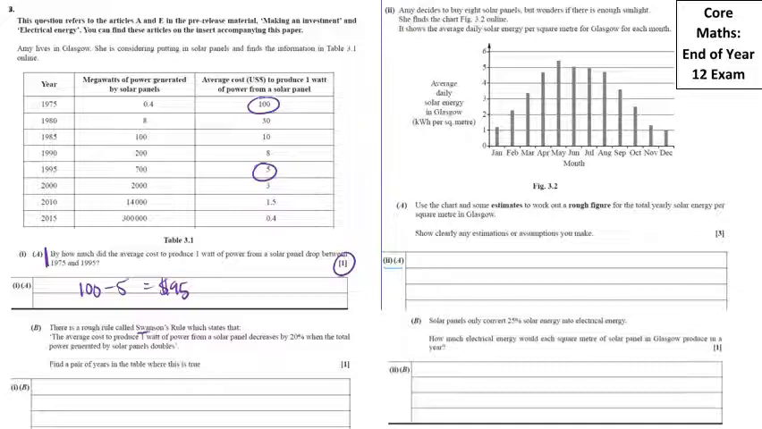They then talked about this rule called Swanson's rule. Name's not important, but we were looking for this. The cost of 1 watt of power from a solar panel decreases by 20% when the total power generated doubles. So we can see here it doubles, and we can see here it decreases by 20%. Same as multiplying it by 0.8. So we wanted those 2 years there, 1985 and 1990. And they're the only 2 possible years that followed that pattern.